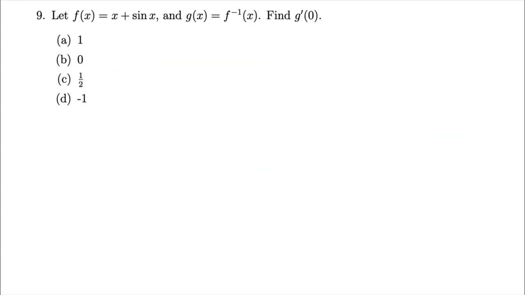Okay, number 9 says, let f of x equals x plus sine x, and g of x equals the inverse of f. And we want to find g prime of 0. So just to kind of reiterate that, we want to find the inverse slope when the input to our inverse function is 0. Okay, so let's go ahead and set this up like we have been.